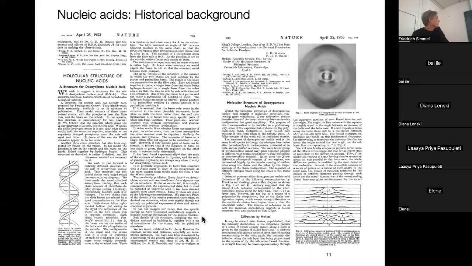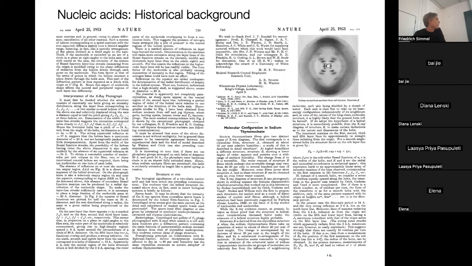And there is this famous last sentence in the Watson-Crick paper, where they write, "It has not escaped our notice that the specific pairing we have postulated immediately suggests a possible copying mechanism for the genetic material." And this is, of course, related to this idea that one strand can template another strand for copying.